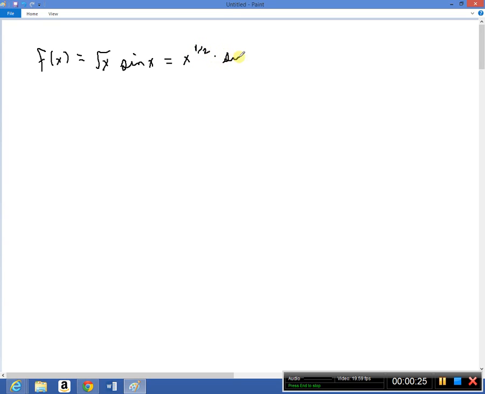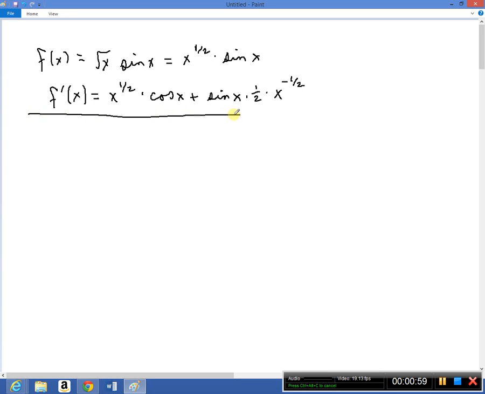And so this is obviously a product, so we're going to use the product rule. So the derivative is the first, which is x to the 1/2, times the derivative of the second. Derivative of sine is easy enough, it's cosine, plus the second, that's sine of x, times the derivative of the first, and that's just 1/2 times x to the minus 1/2. And that's about it. You could play all kinds of algebra games, but this is about as simple as you need to be on a test.